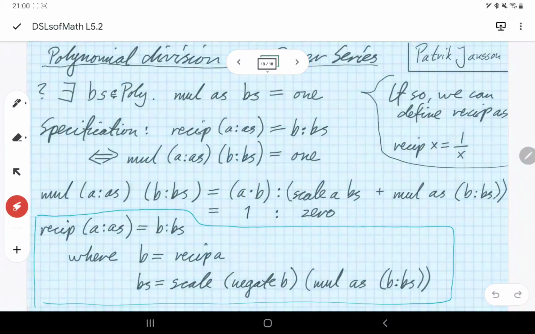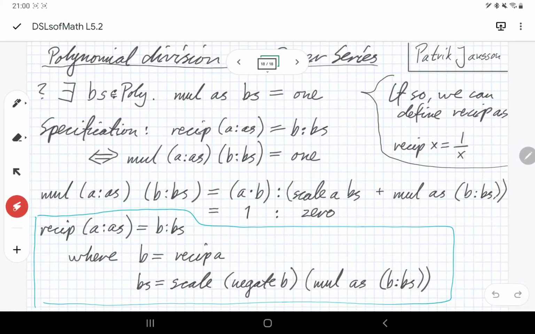So if we move that into a definition as code, we say that recip of a cons as is b cons bs, where b is 1 over a, and bs is, well, here I've been more explicit: the minus sign, the unary minus, is actually called negate in our type class implementation. So scaling by minus b, which is minus 1 over a, the result of multiplying as with b cons bs.